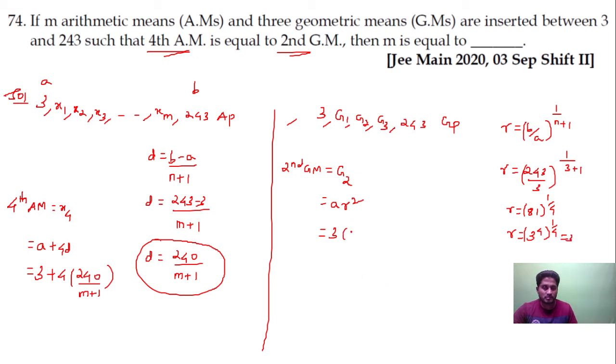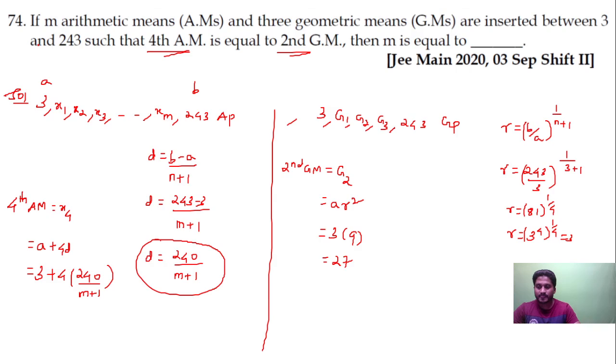So this is 3 square. 3 into 3 square, which is equal to 27. So r is equal to 3. So r square will be equal to 9. So this is 27. It is given in the question that the fourth arithmetic mean is equal to the second geometric mean.